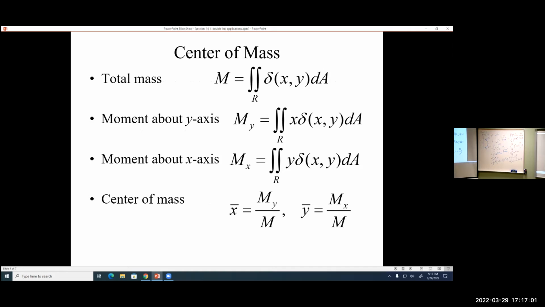I wouldn't put center of mass on an exam anyways. This would be more like a take-home type of thing. But we can do center of mass. It's again a very similar idea to what you were doing in Calc 1, except in Calc 1 you were looking at the moment in either the x direction or the y direction. Now we can look at the moment in the x and y direction in a two-dimensional surface.